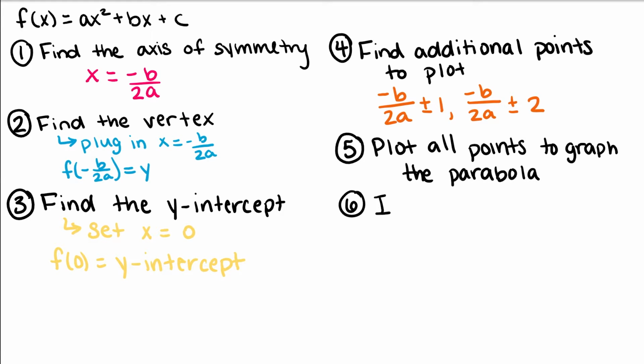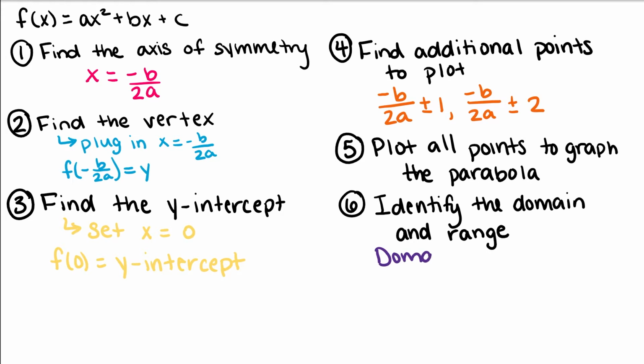Lastly, we'll identify our domain and range of our function. The domain for parabolas will always be all real numbers or negative infinity to infinity. Remember, your domain just represents all possible x values for your function. For the range, we can find this even without looking at the graph. We'll be able to identify the range by using the a term in our function.